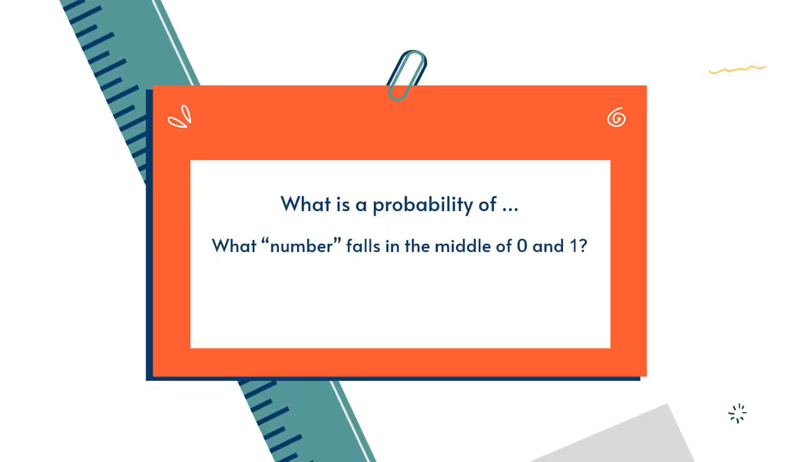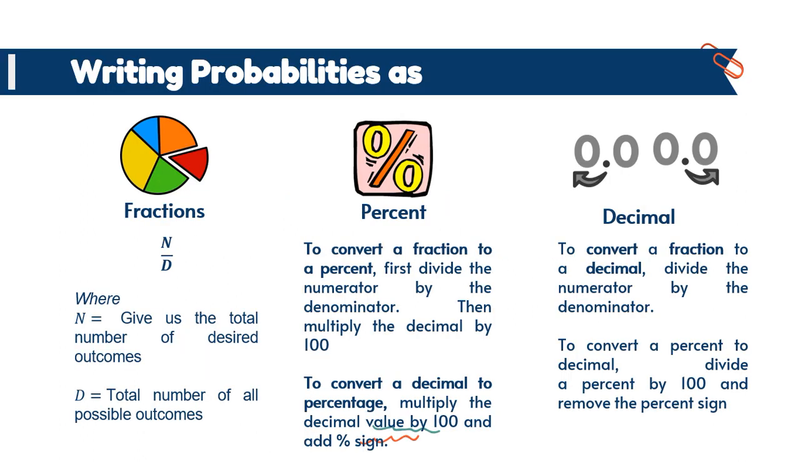Okay, so what is the probability of what number falls in the middle of 0 and 1? So, paano ba natin sinusulat si probability? So, we can write it as fraction, as percent, and as decimal. So, given po sa fraction, we have n over d, which is numerator divided by the denominator. So, your n, it will give us the total number of desired outcomes, and d, the total number of all possible outcomes. So, again po, ang ilalagay mo daw sa taas kung ano yung hinahanap mo.